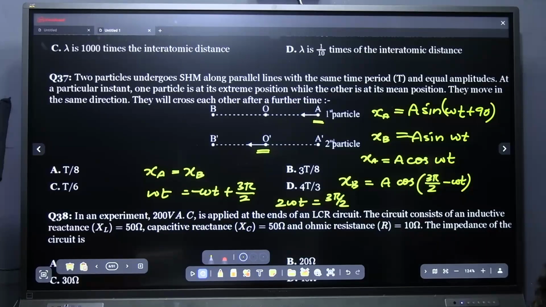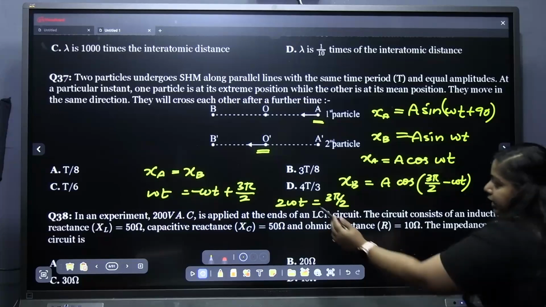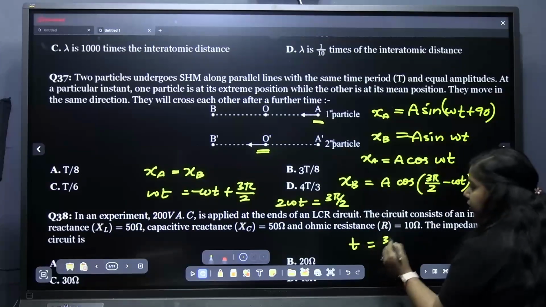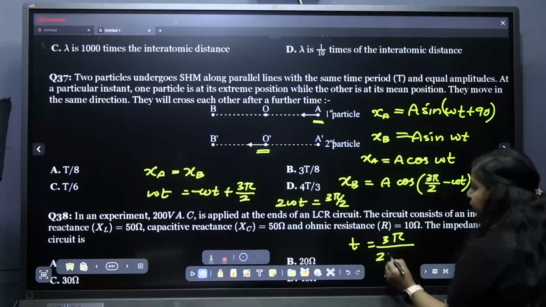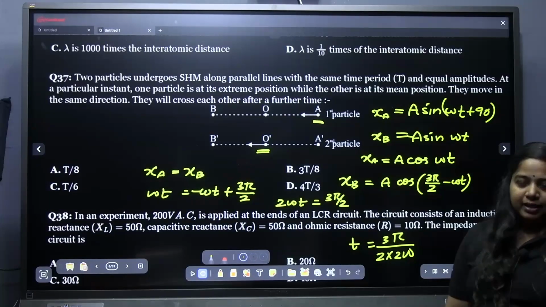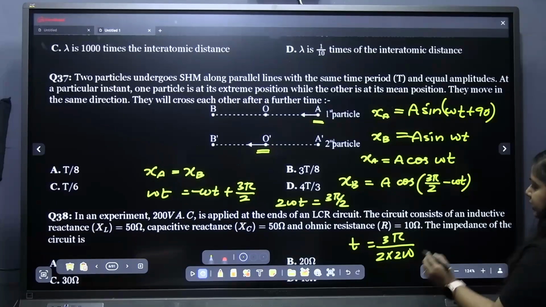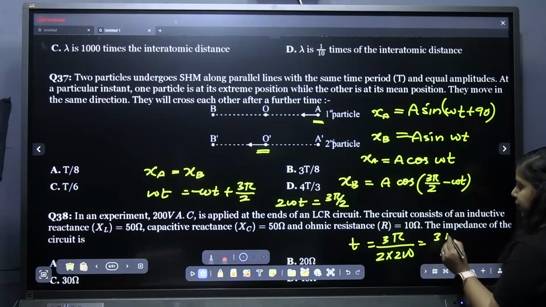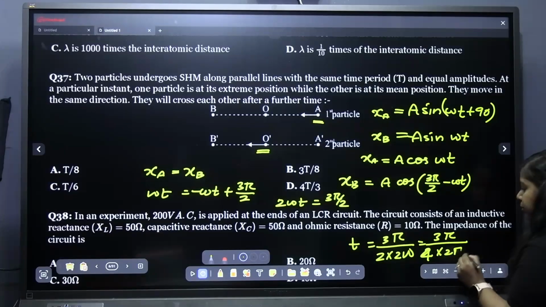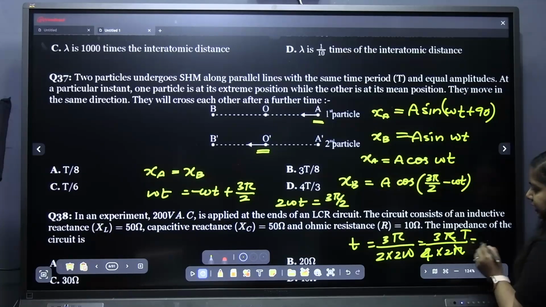Then what we have to find? We have to find time t. From this we will get t equal to 3 pi by 2 into 2 omega. Omega equal to 2 pi by T, that we will substitute. Then we will get 3 pi into T by 4 pi, the 2 cancels, and this will be 3T by 8.